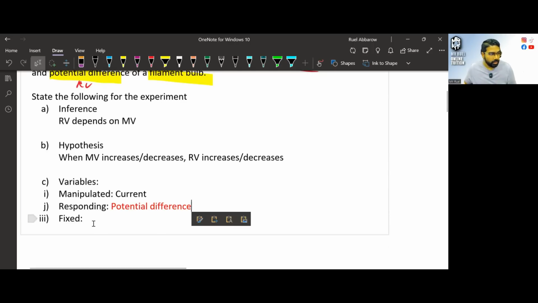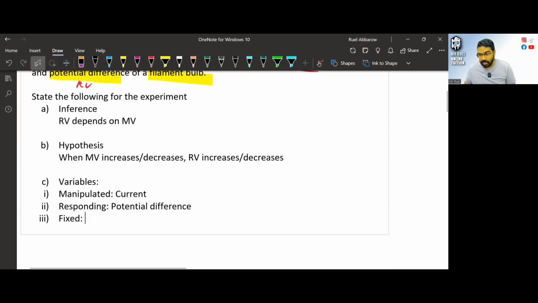All right. Okay, what is fixed in this experiment? What's the fixed variable? The fixed variable is the thing that must remain constant. If not, it will affect the responding variable. So what has to be fixed in this experiment?